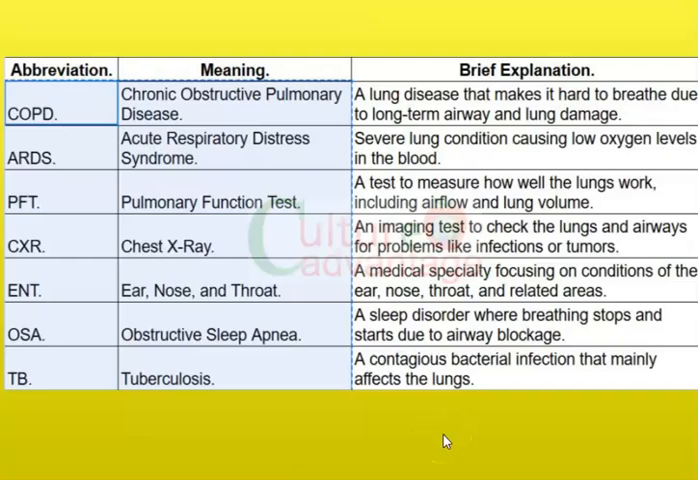ENT, ear, nose, and throat. A medical specialty focusing on conditions of the ear, nose, throat, and related areas.